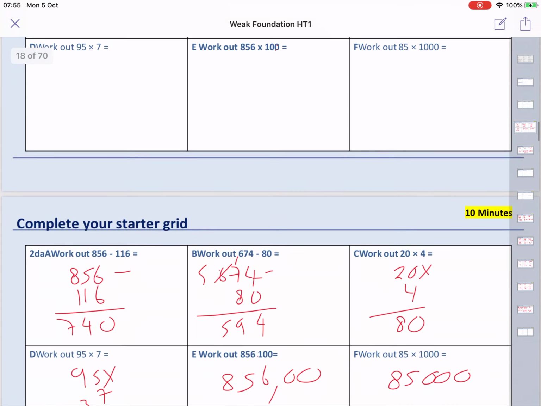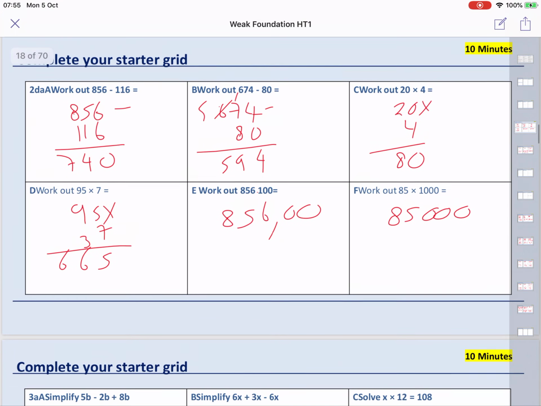Okay, here are our answers for our starters there. And we can see question 2A, the first one is 740. That's just simple subtraction. B is 594. Again, subtraction, but we're having to borrow off the neighbour there, where we can't do 7 take away 8. Okay, in that second column, we have to go to the 6 and borrow the 1 to make it 17 take away 8. So a little bit trickier compared to the first one.